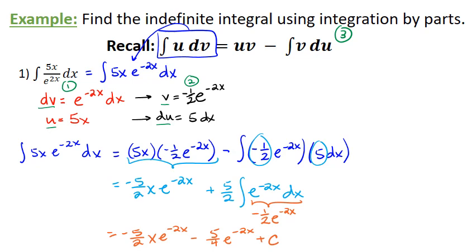So that answer would work. If you want to take out a GCF of negative 5/4, you can. Negative 5/4 e to the negative 2x, then multiply that by 2x plus 1 plus c. Either of these two answers will be fine. So really, the hard part is identifying what dv and u should be. Once you have that, from those, identify v and du, plug it into the formula, and then simplify.